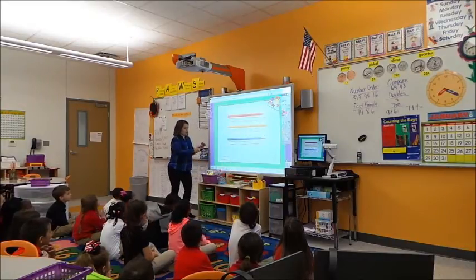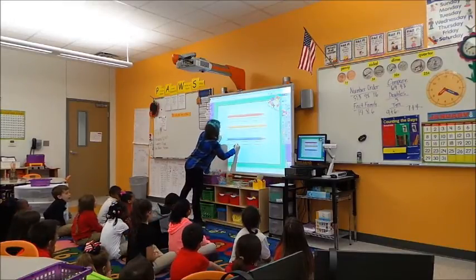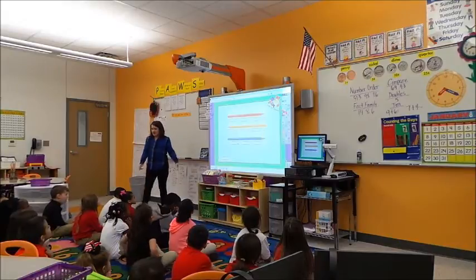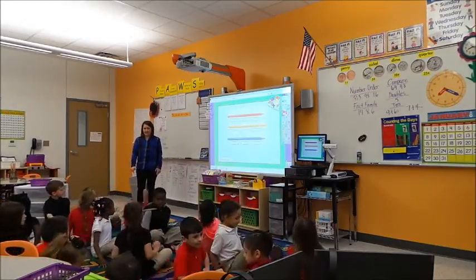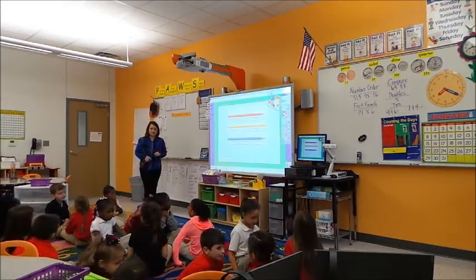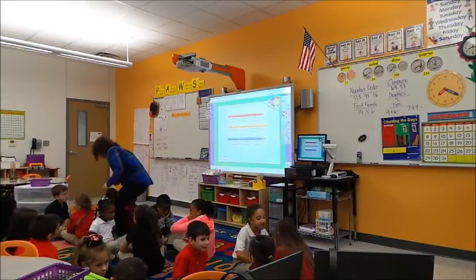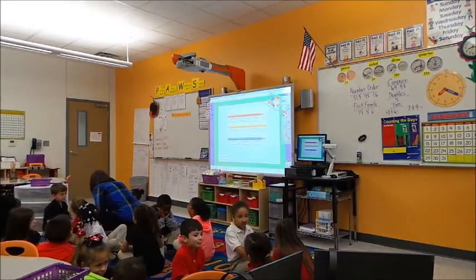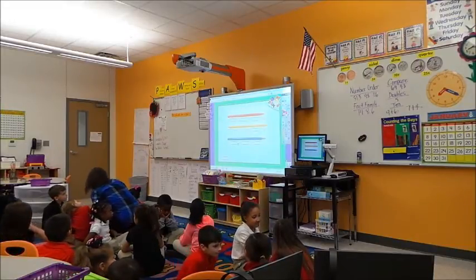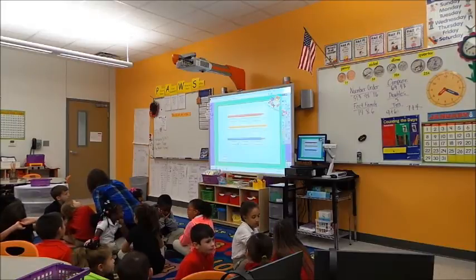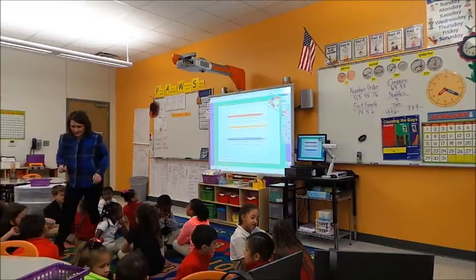Okay, I want you to look at these. Turn to your partner and tell your partner, are these measured correctly? So are those measured correctly? Talk to your partner then. Are they measured correctly?